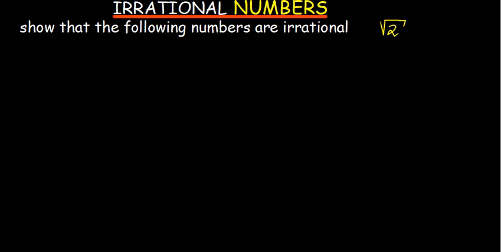Now the first thing that you are going to do, you are going to use what we call an assumption method. Assume root 2 is rational. Now we know the meaning of a rational number. If root 2 is a rational number, then root 2 can be written in the form a over b. Okay, so that is what we know.